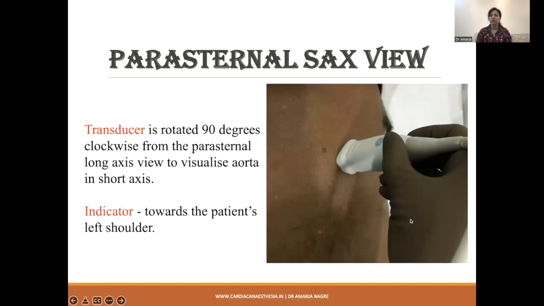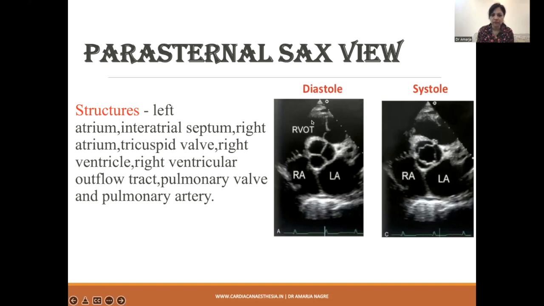Now, that was all about the PLAX view. Now coming to the other view, your probe has to be at the same place, the 3rd to 5th intercostal space on the left side of the sternum. What you have to do is just rotate it by 90 degrees. The transducer is rotated 90 degrees clockwise to get the short axis of the same structures. So this is called the parasternal short axis view of the aorta actually. Now your indicator or orientation marker is towards the patient's left shoulder. What do we see in this?